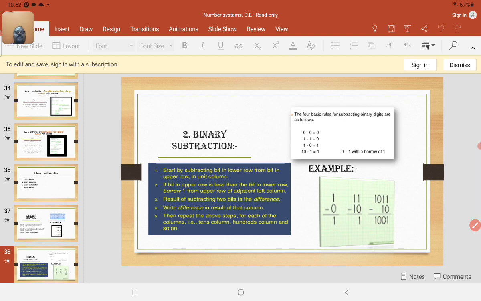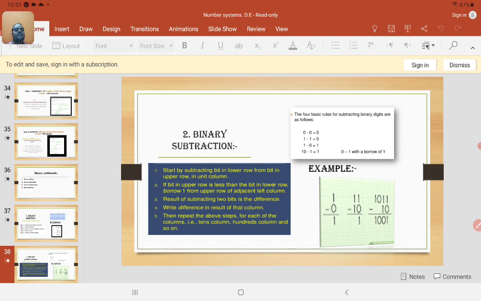Next we will see the binary subtraction here. In this case, start by subtracting the bit in the lower row from the bit in the upper row in a unit column. If the bit in the upper row is less than the bit in the lower row, borrow 1 from the upper row of the adjacent left column. Write the difference in the result of the column, then repeat the above steps.